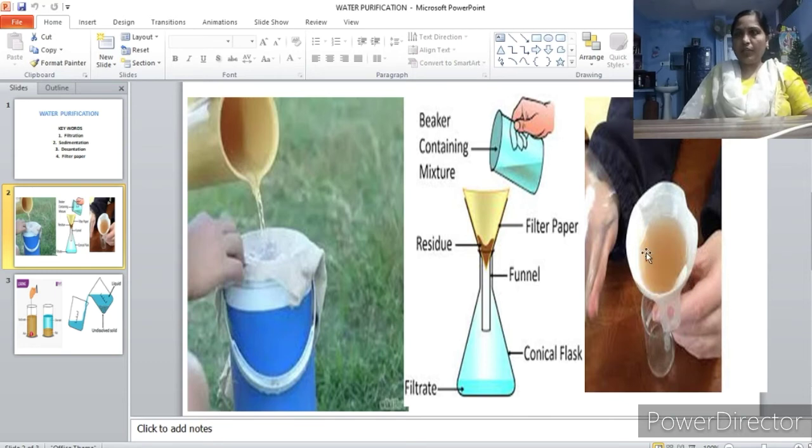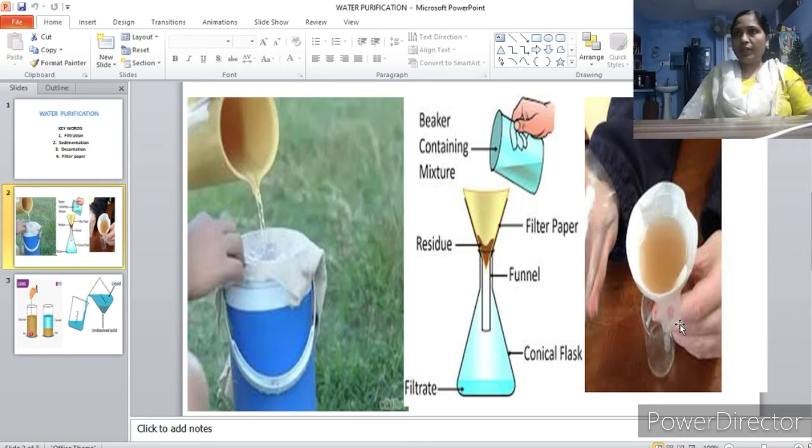Take a circular shape paper. If filter paper is available, it's okay, but you may not get filter paper right now in your home. So instead of filter paper, you take a round shaped cotton cloth, fold it into the middle, and from the middle again you fold it like this. You'll get a funnel shape. This is clearly explained in the textbook, children, and in our online class I'll show you how to make a funnel shape using a cotton cloth.